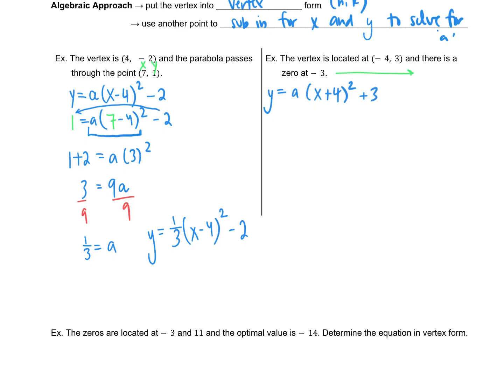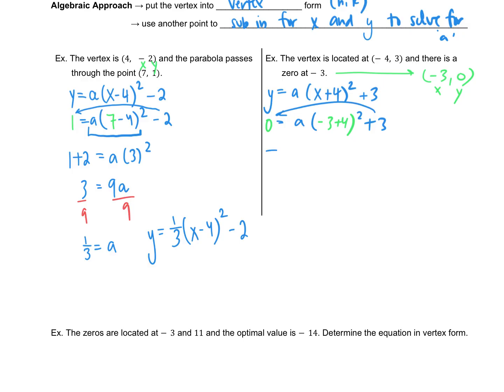Now, this x-intercept, we need it to be a coordinate, and that is -3, 0. So x is -3, y is 0. So 0 equals a times -3 plus 4 squared plus 3. First thing, I'm going to bring that 3 over. I do not want to accidentally collect like terms with something it is not a like term with.